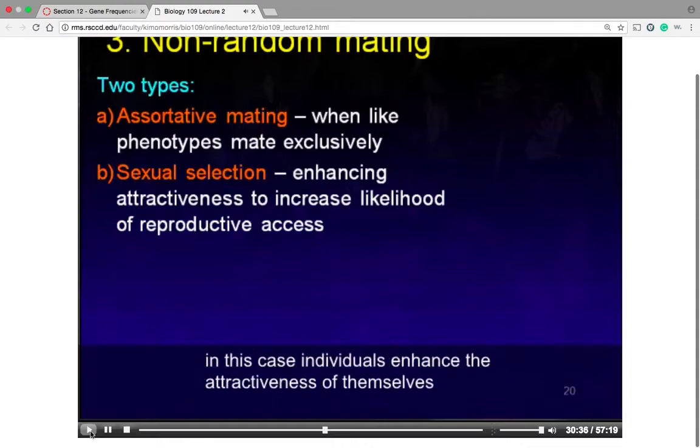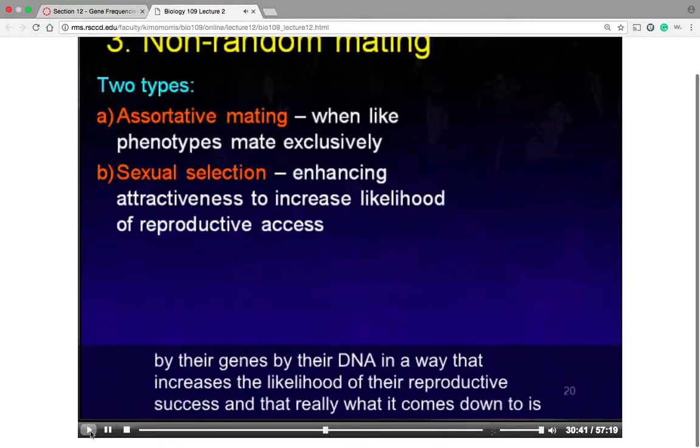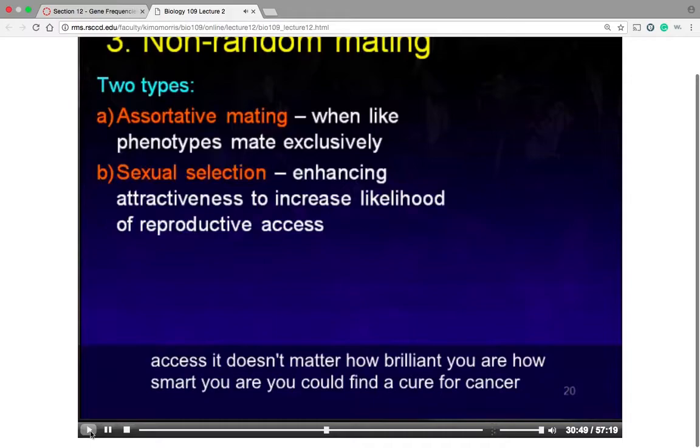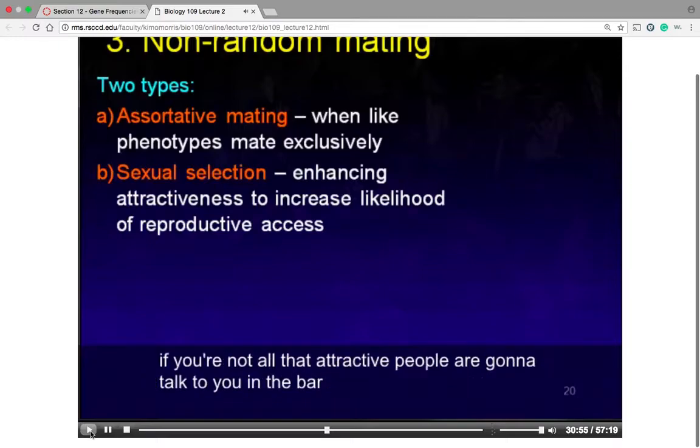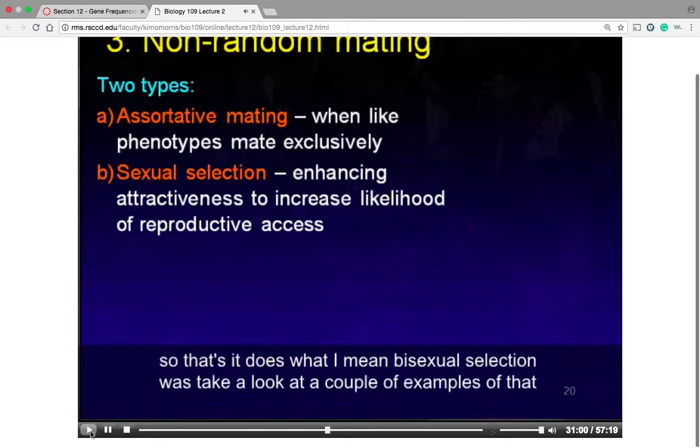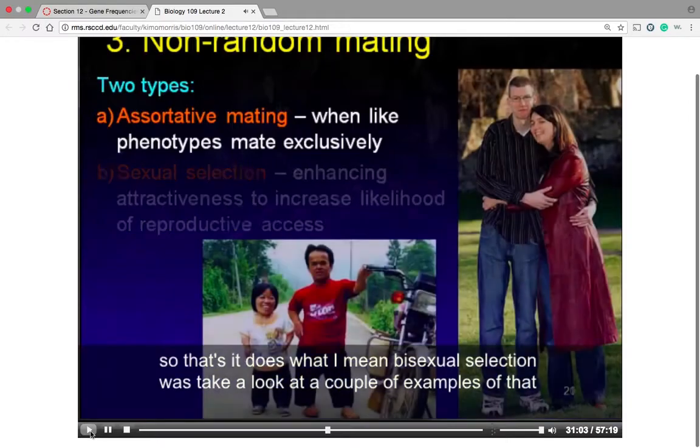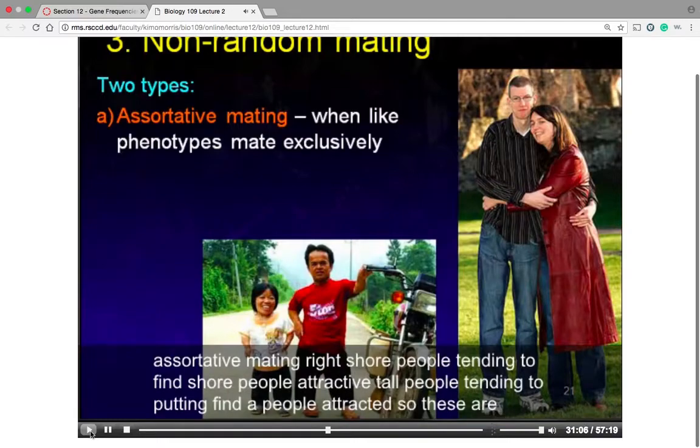The other one is sexual selection. In this case, individuals enhance the attractiveness of themselves by their genes, by their DNA, in a way that increases the likelihood of their reproductive success. And really what it comes down to is access. It doesn't matter how brilliant you are, how smart you are, you could find the cure for cancer. If you're not all that attractive, people aren't going to talk to you in the bar. So that's what I mean by sexual selection. Let's take a look at a couple of examples of that. Assortative mating, right? Short people tending to find short people attractive, tall people tending to find tall people attractive. So these are examples of assortative mating.